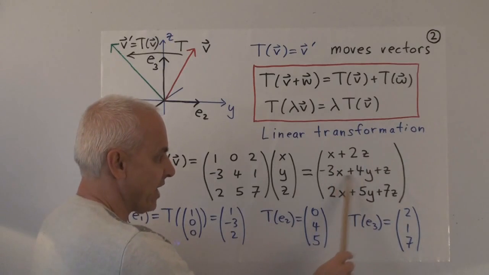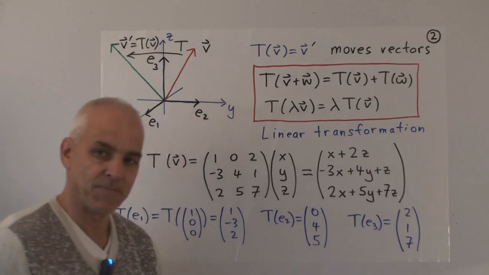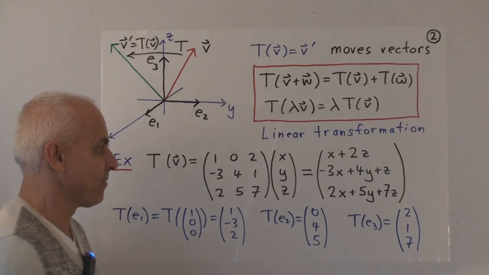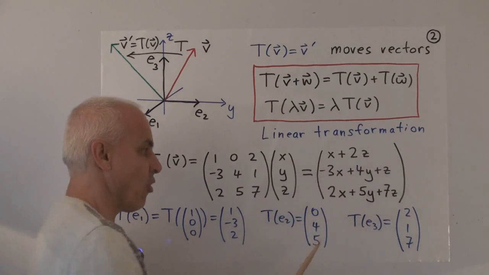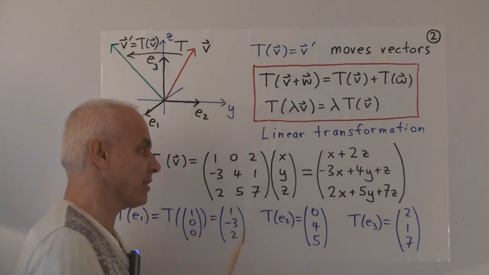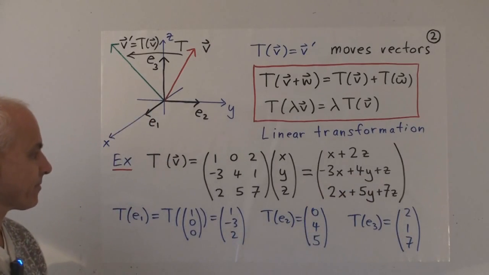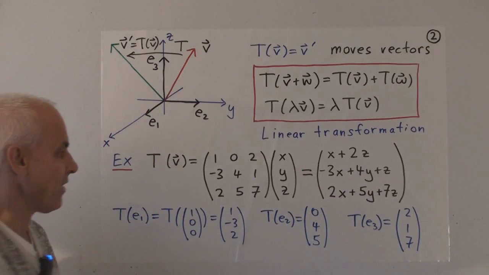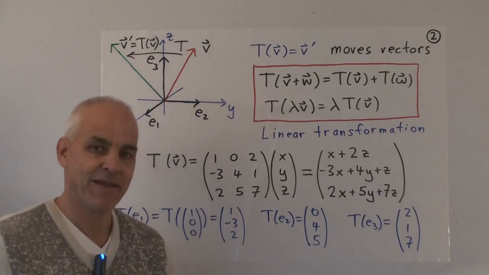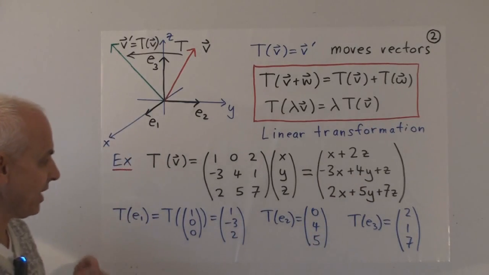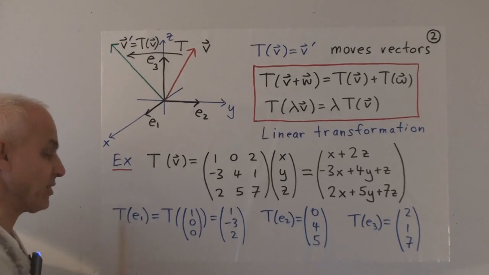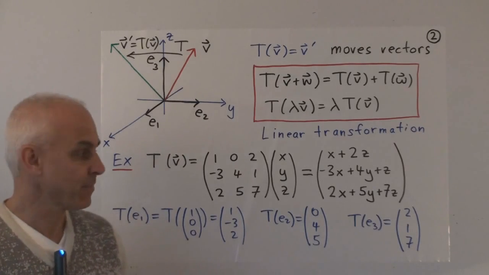And this is how it looks like in general. We have combinations of x, y, and z in each of the three entries, linearly appearing. Only x's and y's and z's, no powers of x or y or products. And the coefficients are just rational numbers. Now, this particular transformation is completely contained in the information of what happens to the three basis vectors.